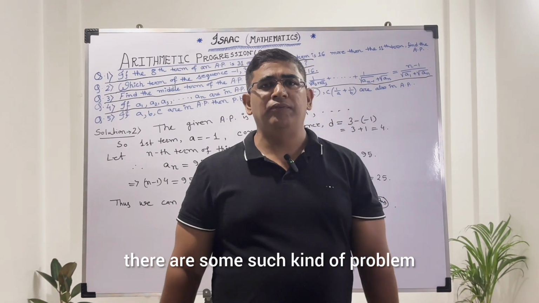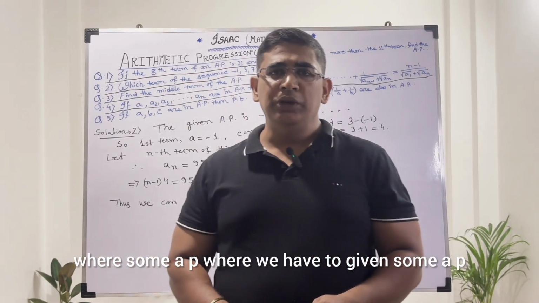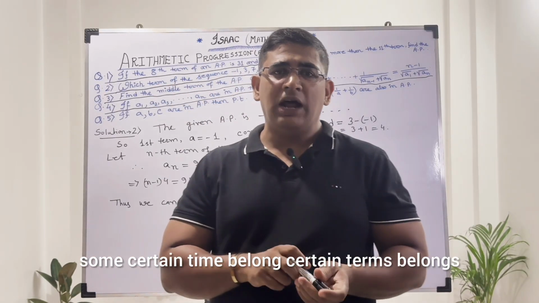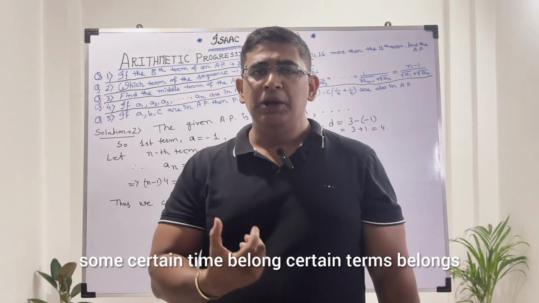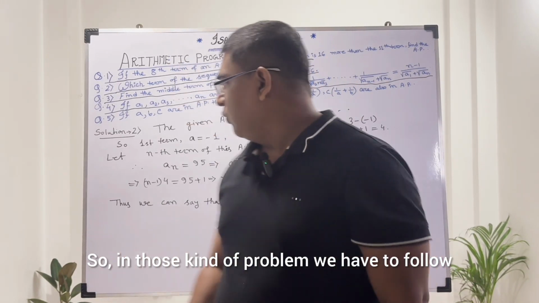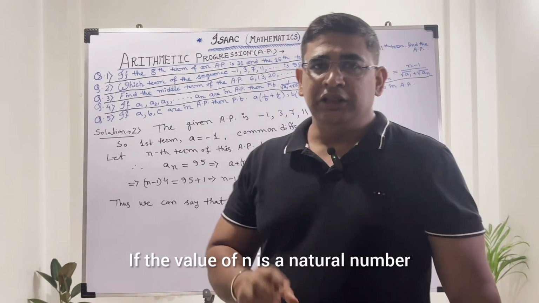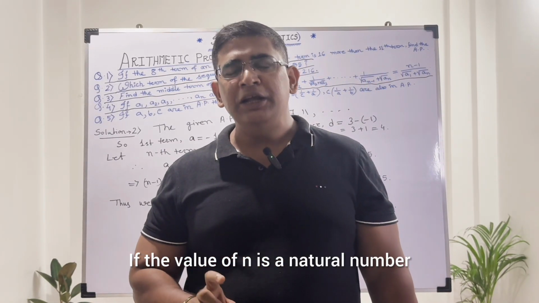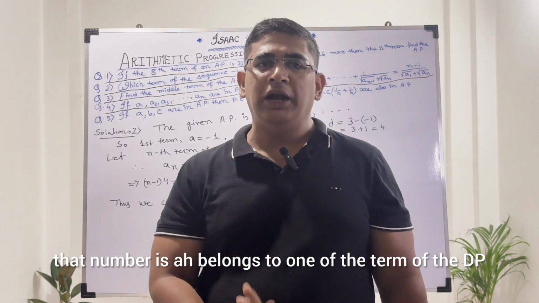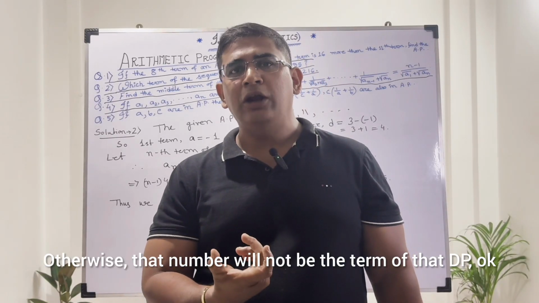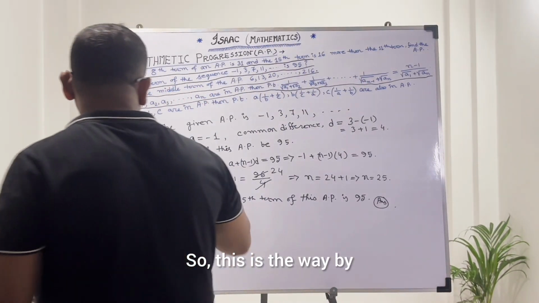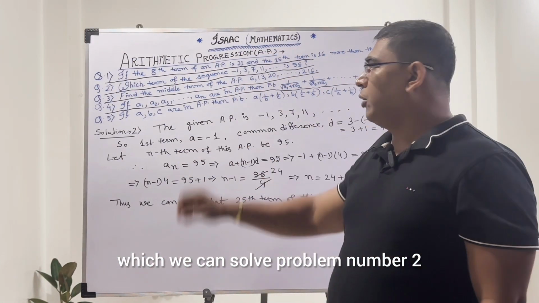There are some such problems where some AP is given and we have to check whether certain terms belong to this AP or not. In those kinds of problems, we follow the same procedure. If the value of n is a natural number, then that number is one of the terms of that AP. Otherwise, that number will not be a term of that AP. This is the way by which we can solve problem number 2.